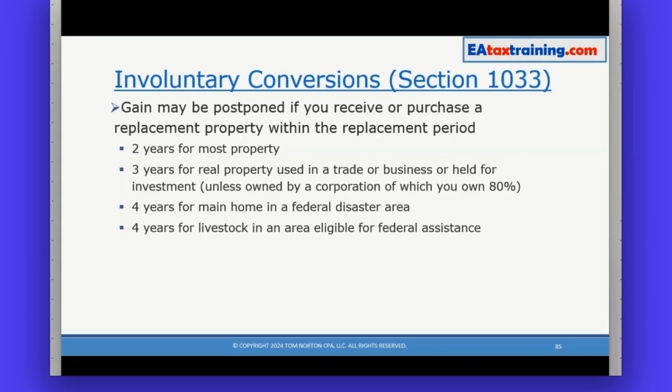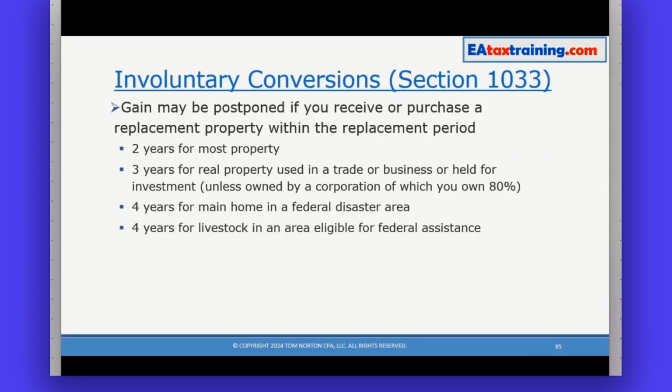But there's a couple of exceptions. It's 3 years for real property used in a trade or business or held for investment. So if it's real property used in a trade or business, held for investment, instead of 2 years, it is 3-year replacement property. If it is your main home and it was in a federal disaster area, then the replacement period is 4 years. And similarly, if it is livestock in an area eligible for federal assistance, then it is 4 years.